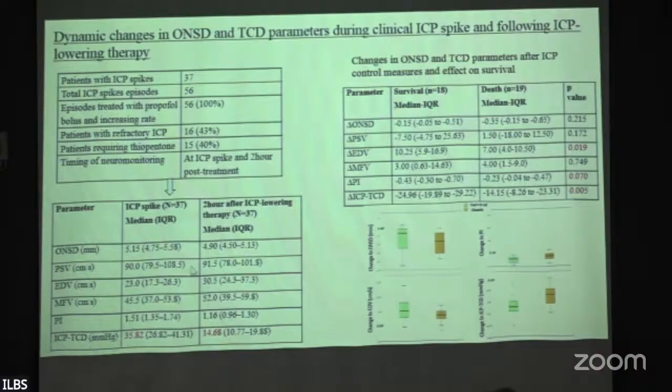We also compared the change, the delta. At the time of the clinical ICP spike, you can see that the PI has gone very high to 1.5. ICP calculated by TCD has gone very high up to 35.82. And within 2 hours of appropriate anti-ICP therapy, the PI comes back to 1.16 and ICP calculated by TCD comes down to 14.68. That means ONSD as well as TCD are very good dynamic parameters to assess the response to ICP lowering therapy.